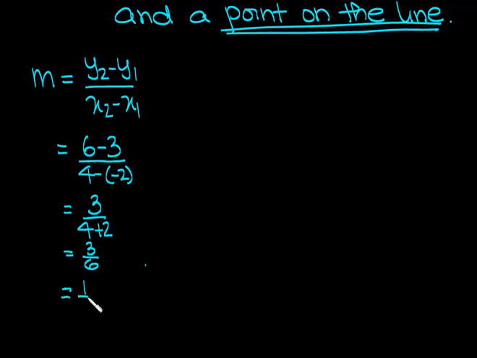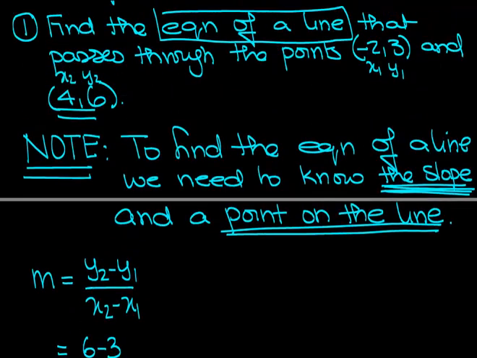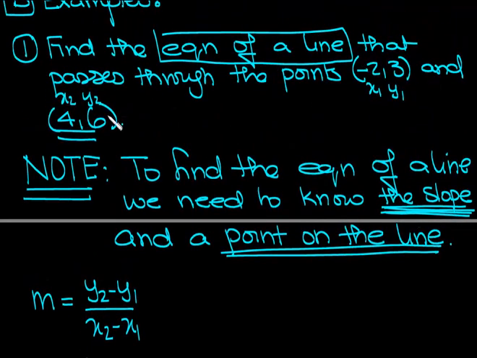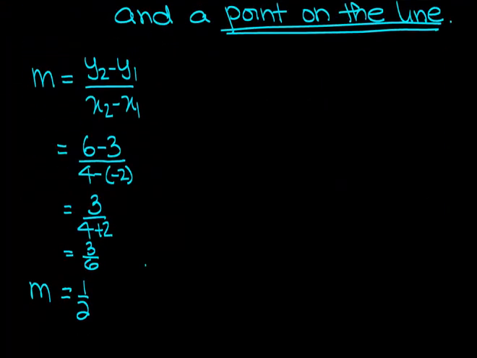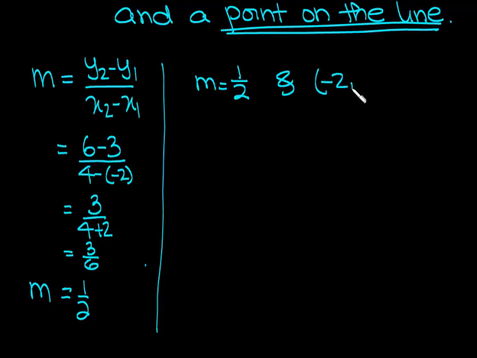Okay, and I know the point on the line. I actually know 2 points on the line. I can pick one of them. I'll just pick this one since I already called it x1, y1. So let's do that. So now to find the equation of a line, I'll take my slope, which is 1/2, and my point, which is negative 2, 3.